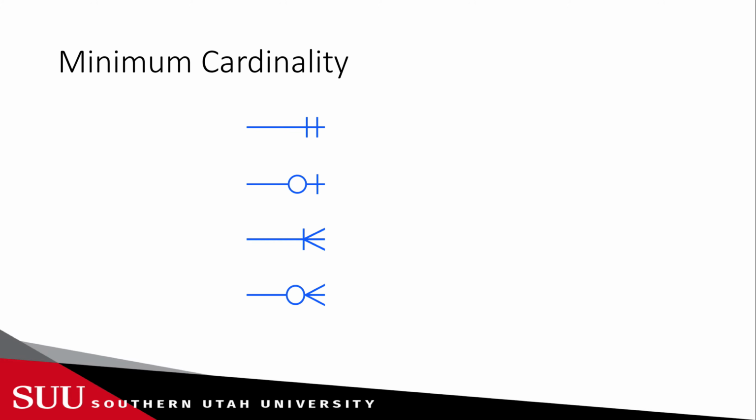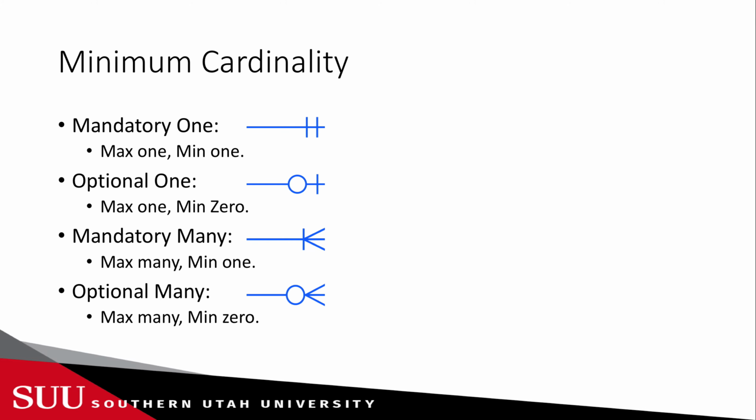So we have these four notations, and each one of these four notations will mean something based on minimum and maximum cardinality. For the first one, it is what we call a mandatory one. The way we read it is the first one is for the minimum cardinality, and the second one is for the maximum cardinality. So minimum is 1, maximum is 1, so this is a mandatory 1. And then we have minimum is 0, maximum is 1. This is what we call an optional 1.